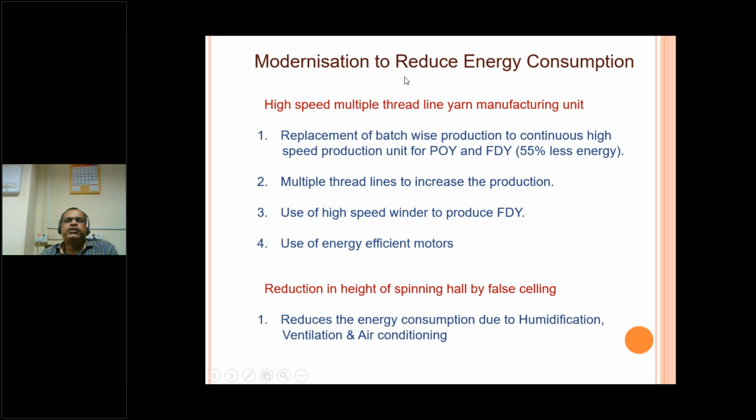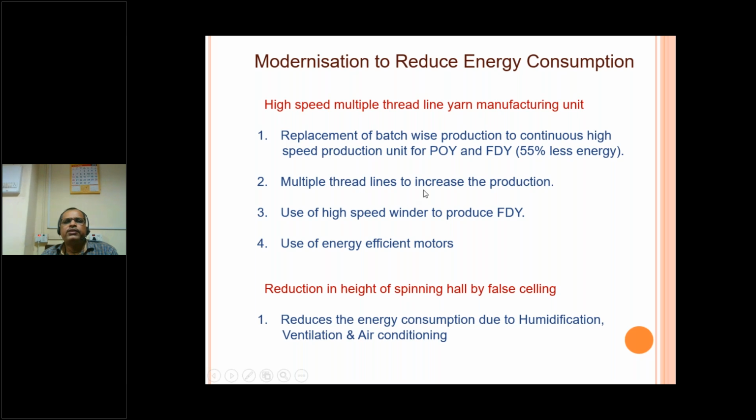So what are the modernizations to reduce the energy consumption in melt spinning? High-speed multiple thread line yarn manufacturing unit. If we have to reduce the energy, then we have to make the speed high and increase the production. That can be achieved by replacing batch-wise production with a continuous high-speed production unit for POY and FDY, which gives 55% less energy consumption.